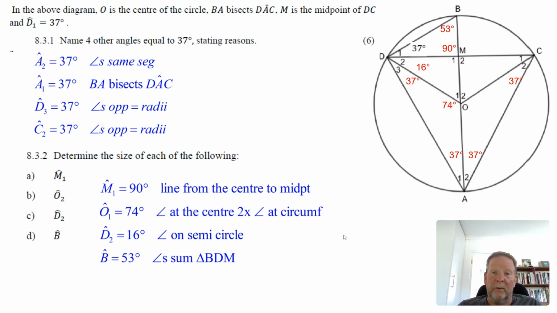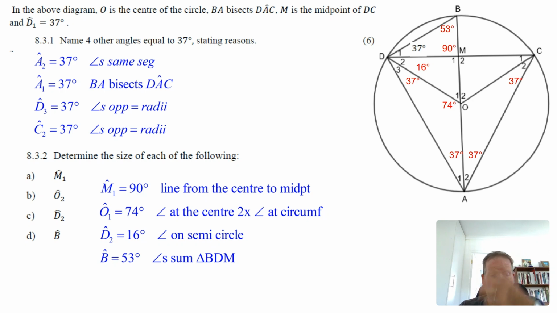Why is D2 16 degrees? Well, angle ADB is 90 degrees, and these two are 37. It's got to add up to 90. Well, that's 74. Then D2 must be 16. And the reason is that this angle is 90 degrees. Angle on a semicircle. That's what I'm using.